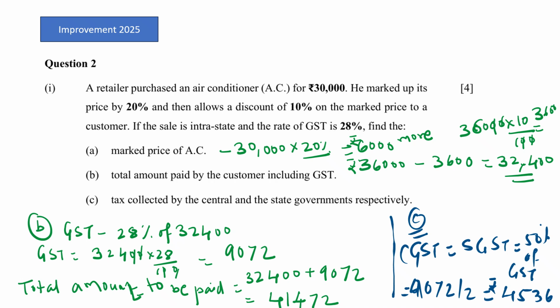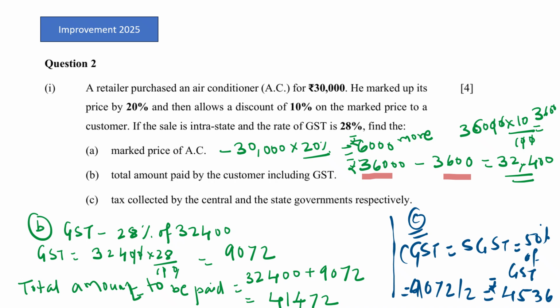Now a retailer purchases an air conditioner for rupees 30,000. Mark price is higher by 20%, then allows a discount of 10%. Now what will happen, if 30,000 is the price, you increase 6,000 more, then the price will become 36,000, and on that you will give 10% discount, it will become 32,400. So got it? This is my mark price of the AC.